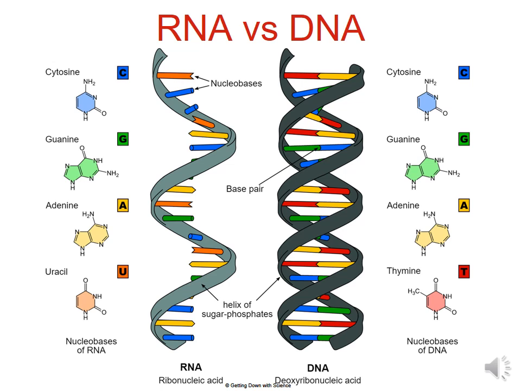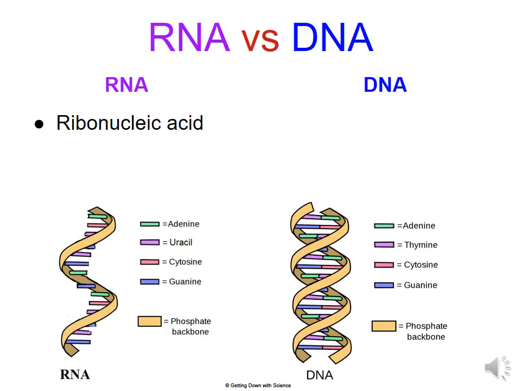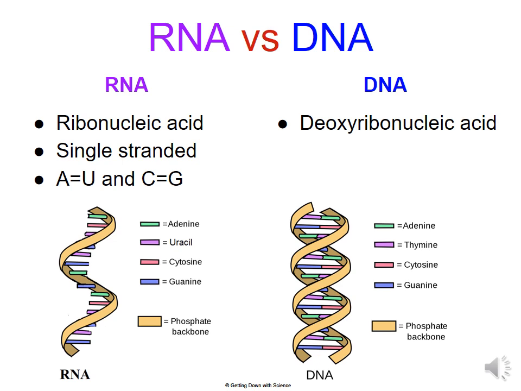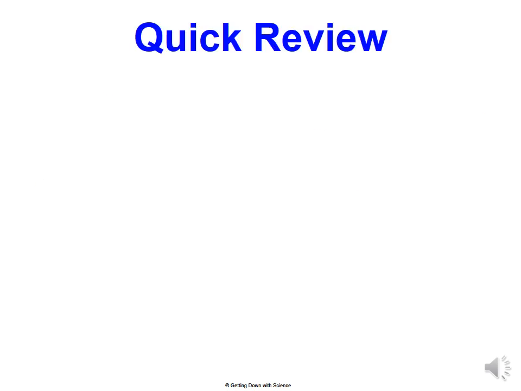So when we're comparing RNA to DNA: double helix, single helix. CGAT, CGAU. Ribonucleic acid is the sugar. Ribonucleic acid, single-stranded, AUCG. Deoxyribonucleic acid, deoxyribose sugar. Double-stranded, ATCG.